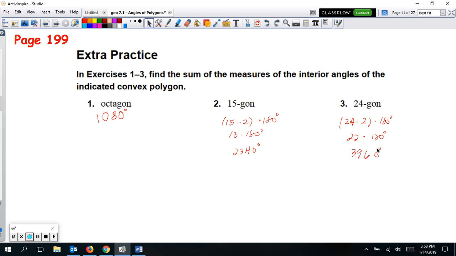So there's the answer: if it's a 24-gon, all the measures of the interior angles would add up to 3,960. So it's talking about the sum of all of those interior angles. Just like we know that the sum of all the interior angles on a triangle is 180, if there's 24 sides, then it's this big number here.